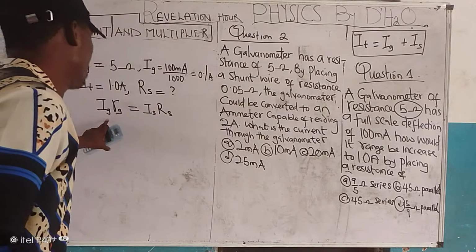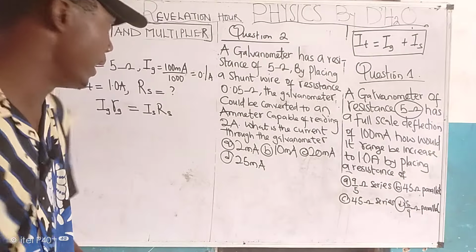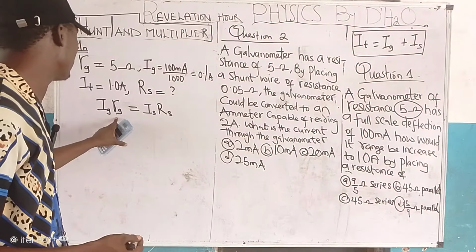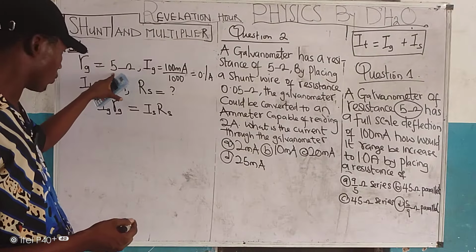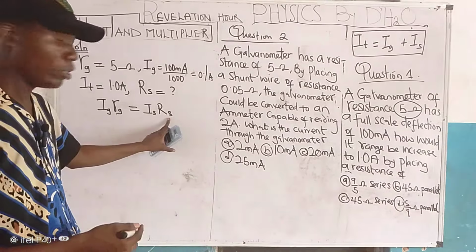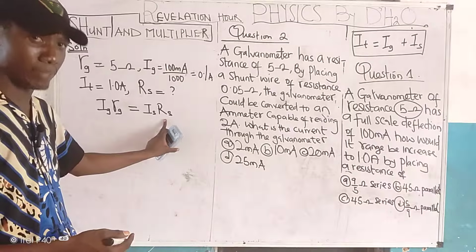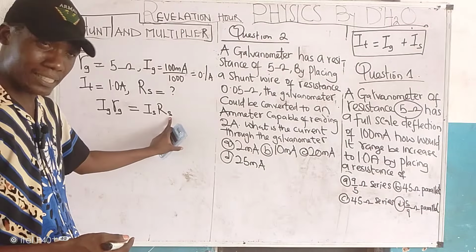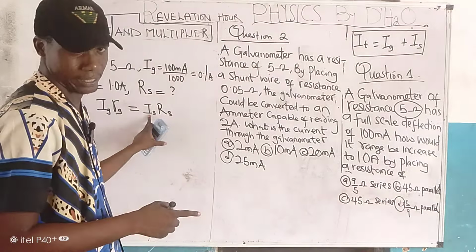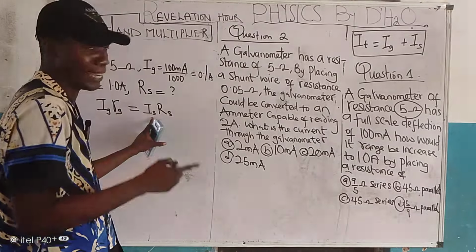Now, do we have Ig, which is the current in the galvanometer? Yes, look at it, 0.1 ampere. Do we have Rg, which is the resistance of the galvanometer? Yes, which is 5 ohms. Do we have Is? No. Do we have Rs? No. We cannot be looking for two things at the same time. If we are looking for Rs, which is given to us in the options, then we need to know what Is is.